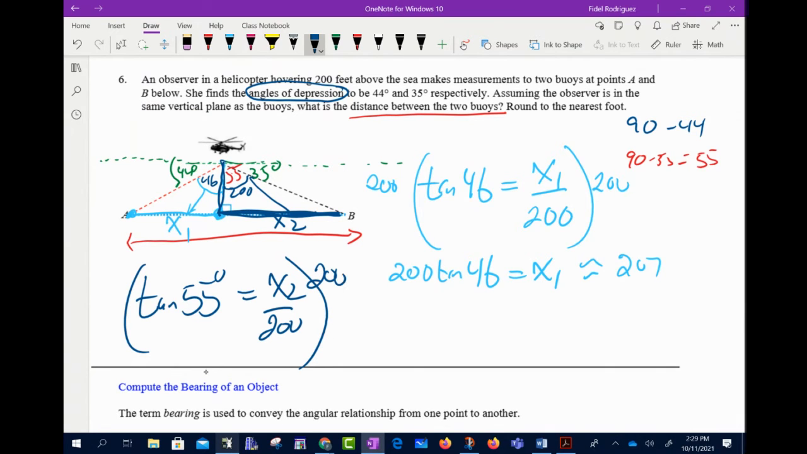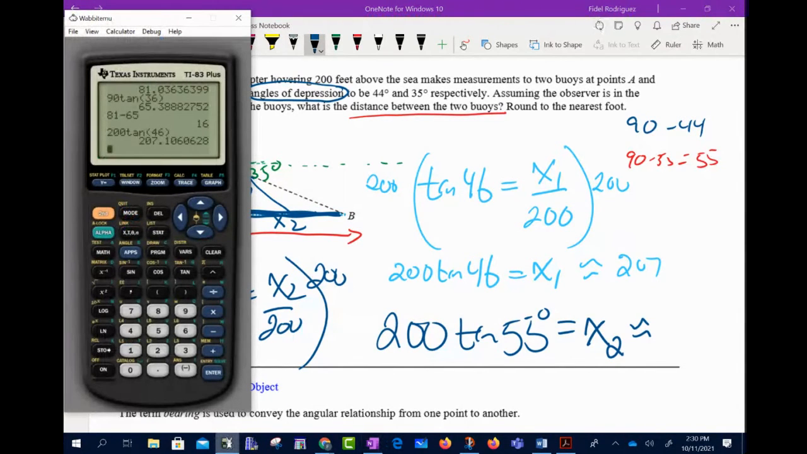So again, we'll multiply both sides by 200. That's going to leave me with 200 tangent of 55 degrees is equal to my x2. And so again, we'll pull up our calculators and we'll do it here, 200 tangent of 55. And you're coming up with 286? Good.